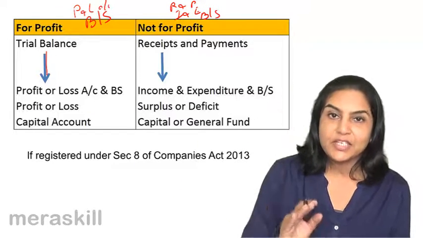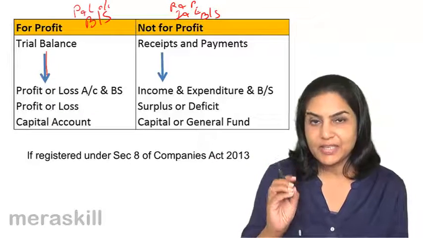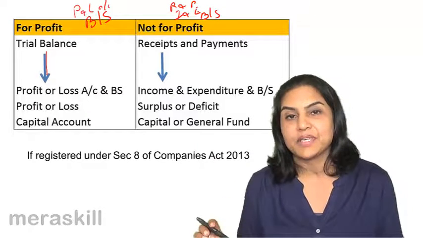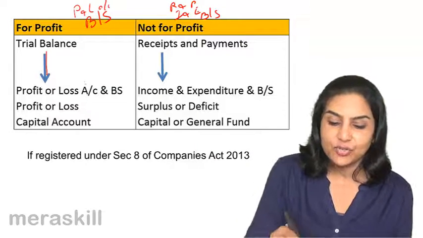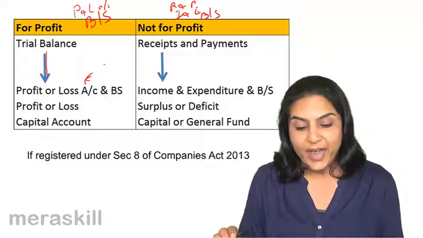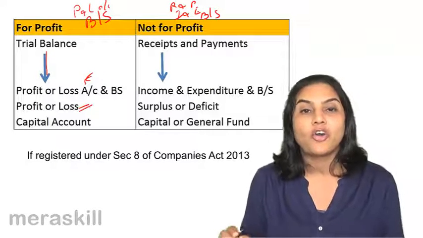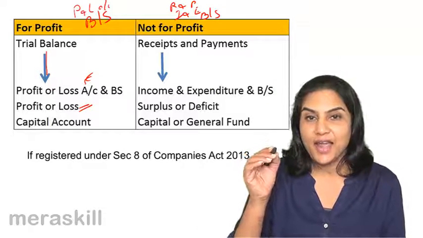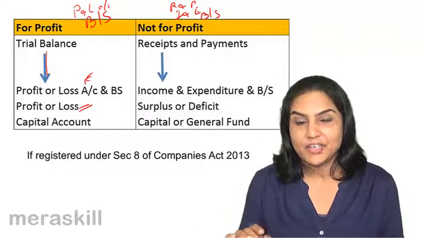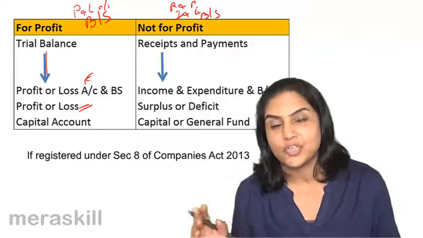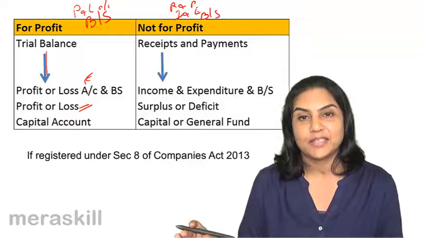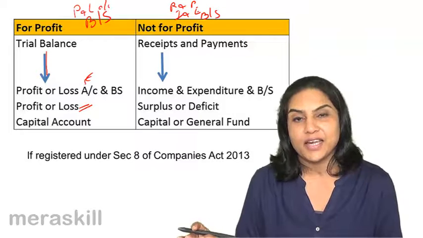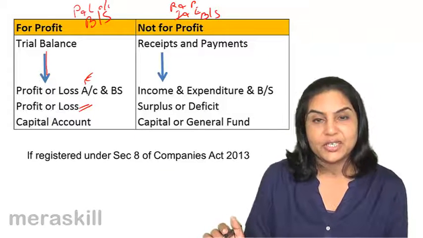The expenses are debit balances, incomes are credit balances, and these are taken to the profit and loss account to arrive at profit or loss. And the assets, which are debit balances in the trial balance, and the liabilities, which are usually credit balances in the trial balance, are taken to the balance sheet.